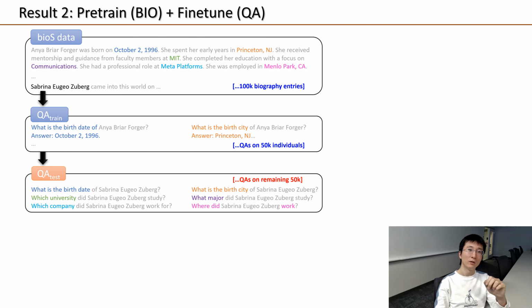In our second result, we try to study a process that is more commonly used in practice. That is, we first do pre-training using the biography data, and then we do a fine-tuning process, or sometimes known as instruct fine-tuning, to fine-tune the model to answer the QAs using half of the individuals. And then we test its performance on the remaining individuals. So this is a three-step process: pre-training, fine-tuning, and then testing. Okay, people do this a lot in practice, and let's see how it performs here.